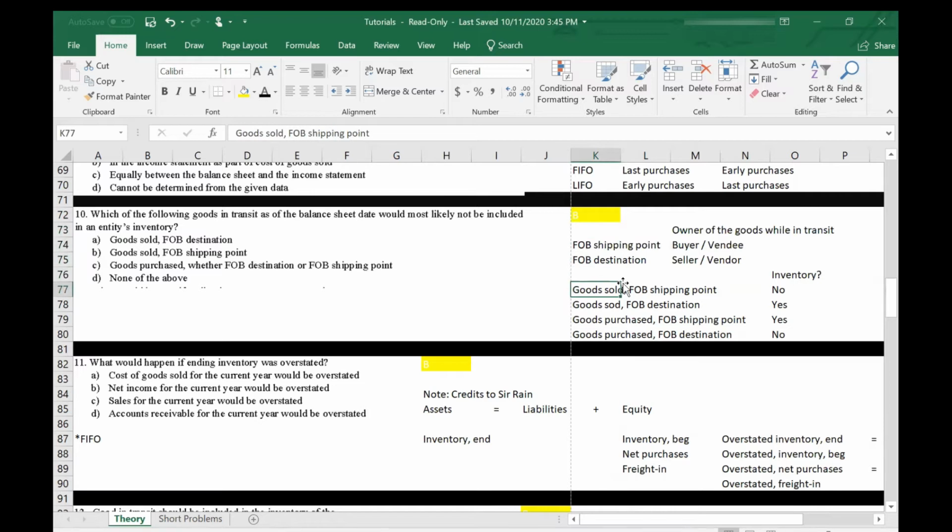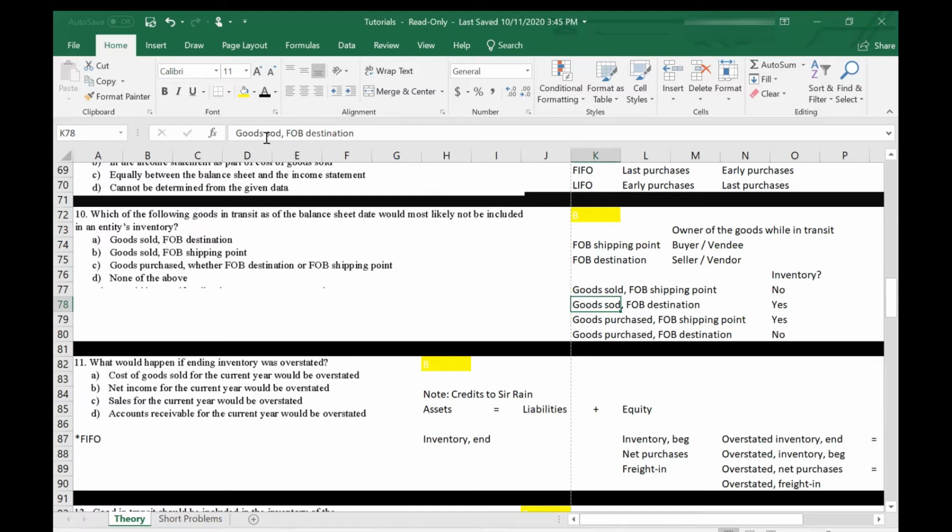If it is goods sold and FOB shipping point, goods sold meaning ikaw yung seller, binenta mo, FOB shipping point, inventory mo pa ba? No, because if binenta mo and the term is FOB shipping point, the owner of the goods in transit would be the buyer. So it's no longer the inventory of the seller because we're talking about the goods sold. So it's from the perspective of the seller. If it's goods sold FOB destination, yes, it's your inventory. It's still the inventory of the seller, no?